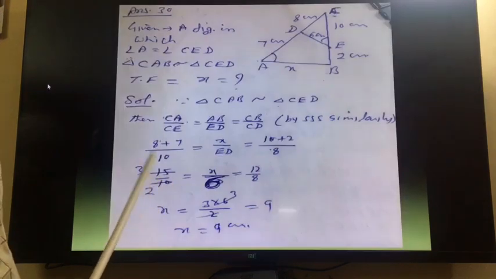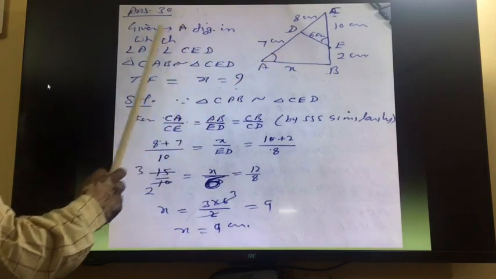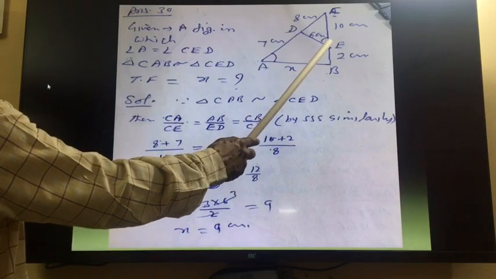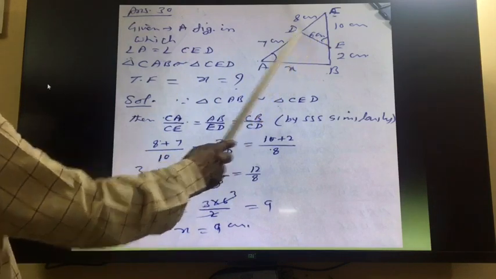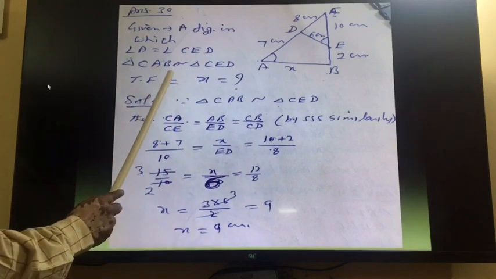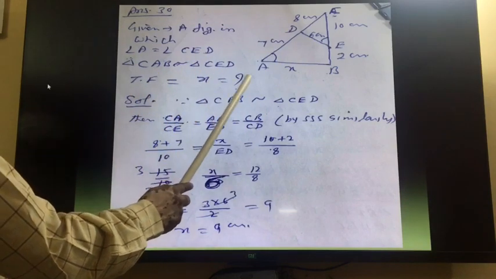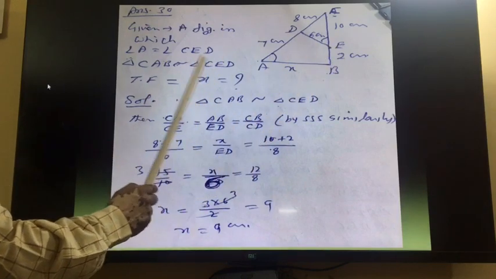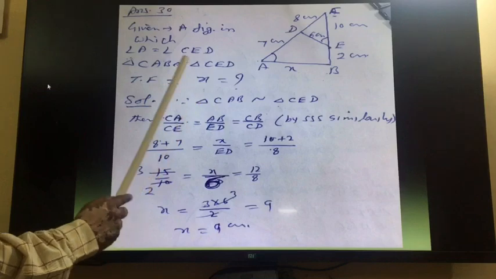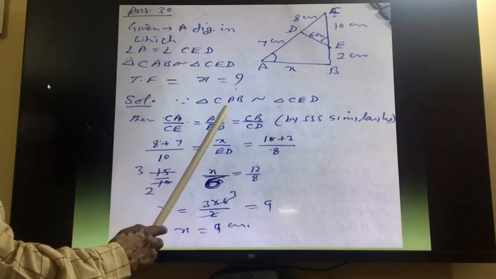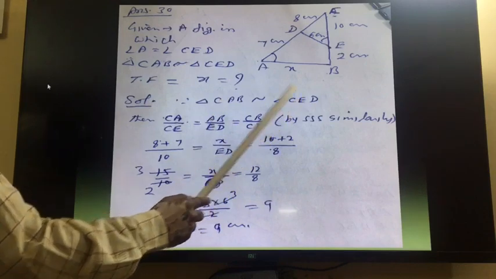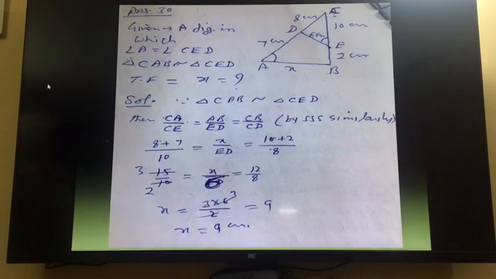So in this case, what is given? One figure is given in which angle A is equal to angle CED. Angle A is equal to angle CED is given. It is marked here, and it is given triangle CAB is similar to triangle CED, right? So because these two triangles are similar and we have to find out the value of x, we will start from here. Because triangle CAB is similar to triangle CED, and I told you if triangles are similar then angles are equal, if triangles are similar then sides are proportional.